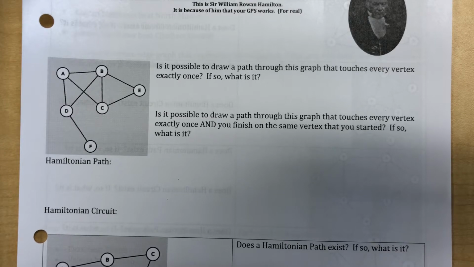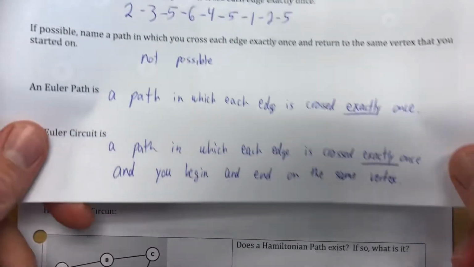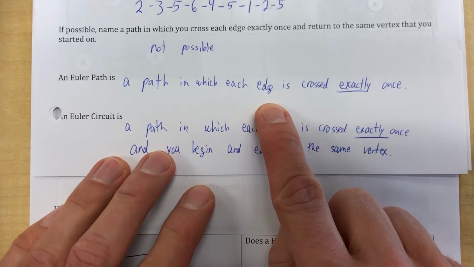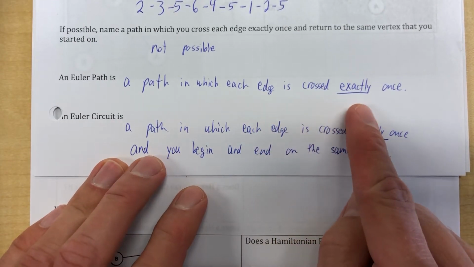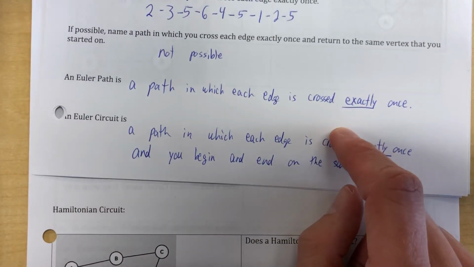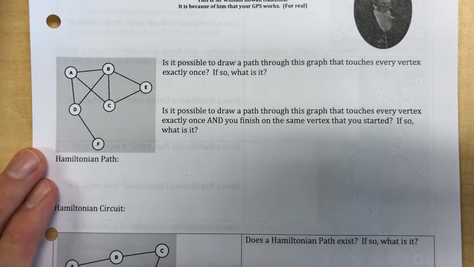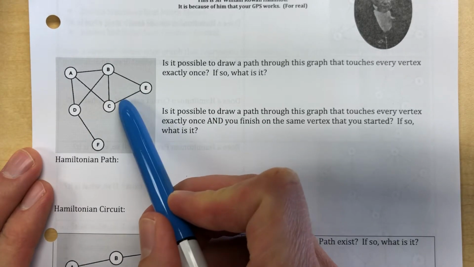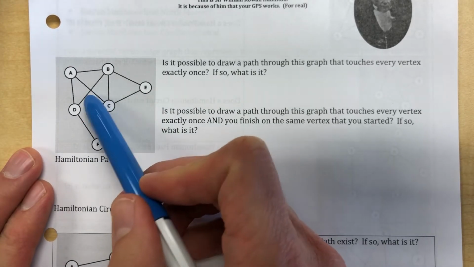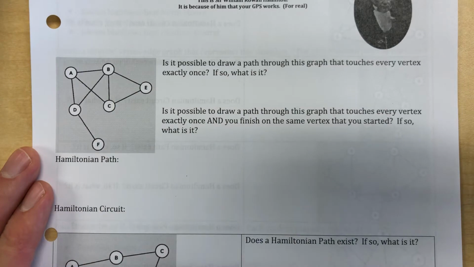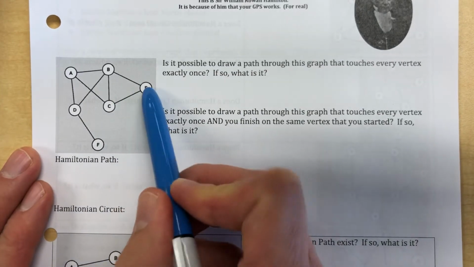Whoa, what? All right, let's back up to the previous lesson for just a moment. An Euler path is a path in which each edge is crossed exactly once. But now, we don't care about crossing every edge. Let me point when I say that. We don't care about crossing every edge. Every edge. We care about touching every vertex.